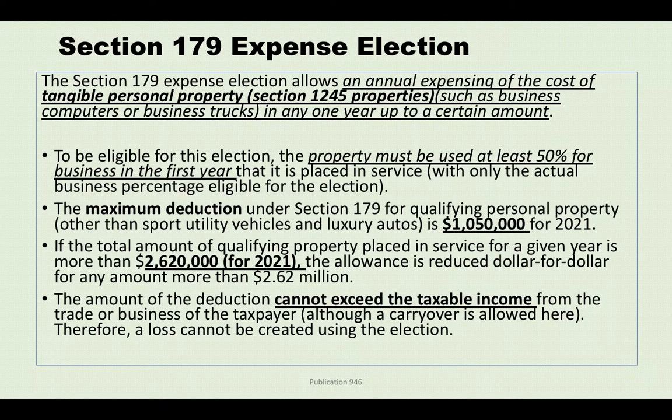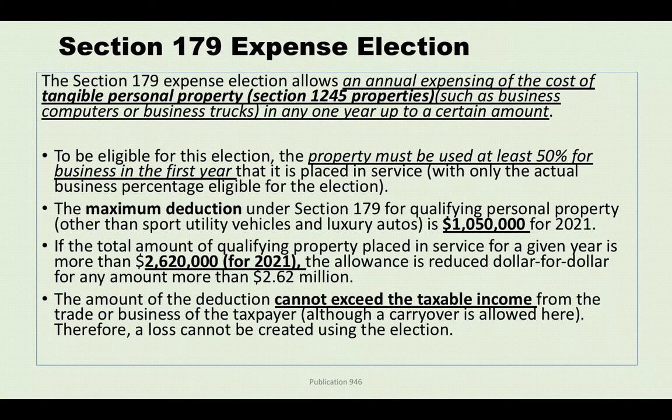I will have an example later. Basically, if the cost of qualified property placed in service is more than 2.62 million, they reduce the maximum deduction you are allowed to use. Maybe they are trying to limit it. So if you have a big ticket item, like 10 million or 100 million, it won't allow you to use it. I think Section 179 is probably intended for small business.